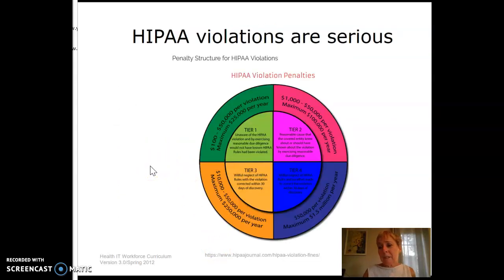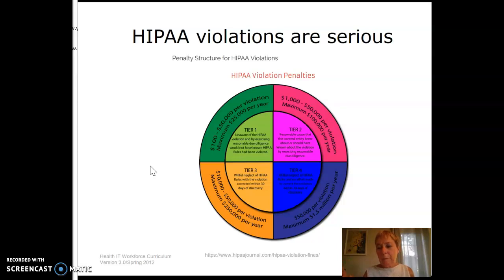HIPAA violations are pretty serious. This slide represents fines that can occur. There are 4 tiers of violations, a tier 1, 2, 3, and 4. So for example, a tier 1 is that you were unaware of the HIPAA violation, and by exercising reasonable due diligence, you would not have known HIPAA rules had been violated. Fines are $100 to $50,000 per occurrence, a maximum of $25,000 per year. That's an oops. You didn't know it happened. You had practiced some due diligence in preventing it from happening, but it happened.